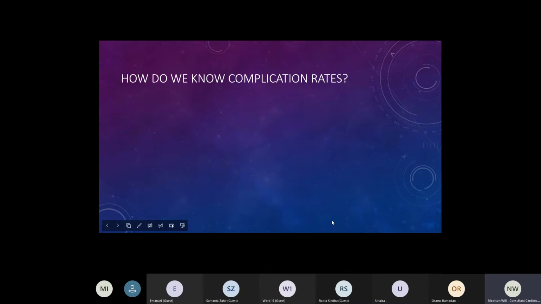So if we can agree what a complication is, now we want to know what our complication rates are, to quote for our patients. So how do we know what our complication rates are? Well, how do we know what we're going to put on the consent form? Any suggestions?